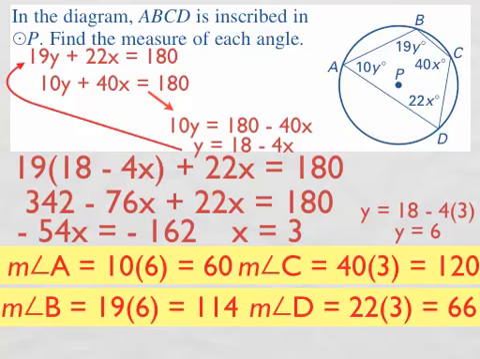If you notice, A and C were supposed to be supplementary because they are opposite, and when we add 60 plus 120, we do get 180. And for B and D, we get 114 and 66, and when we add those together, again, they're supplementary because they have a sum of 180. So I've checked my answer. I've given the measure of each angle, and I am certain that those are the correct answers because they are supplementary.